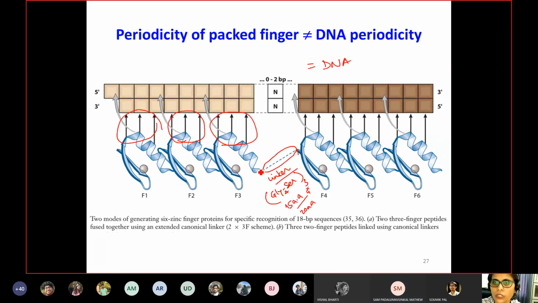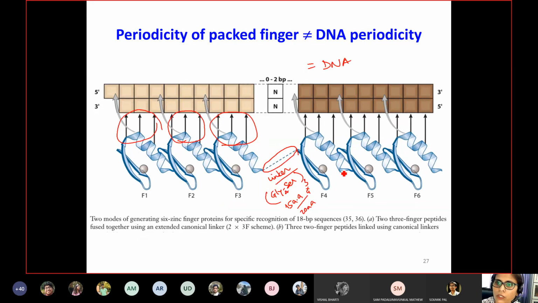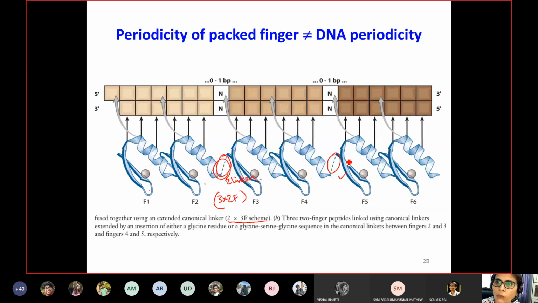Similarly here, there are two strategies. Either you allow a longer linker between the two finger domains, which are used 3 times, or you use 2 linker domains. So here the shorter linker domain, and then you add 3 times 2 finger domains with 2 times linker domains here. These kinds of strategies were used by a lot of labs, and basically this was more prominent compared to the previous one, because that gave better results in their experiments.